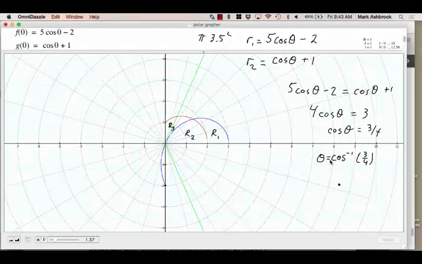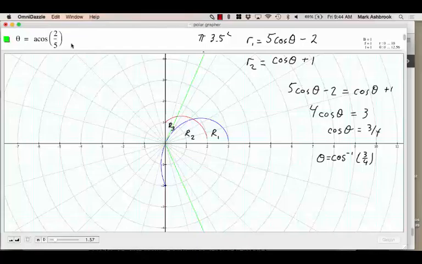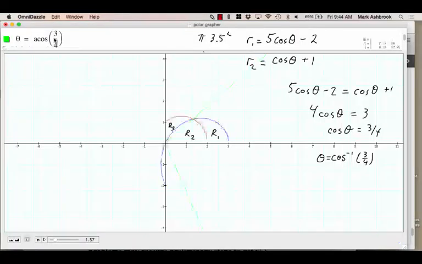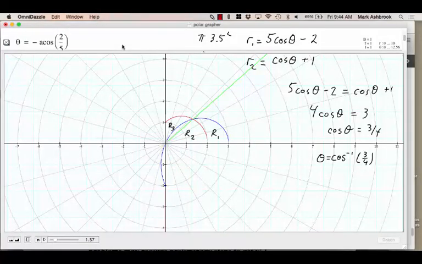3/4. So let's change that green. We had our angle lines there. I don't know where I put it. There they are. So we want now the cosine inverse of 3/4 instead of 2/5. And that goes right through the intersection point. Turn this one off. Okay, so we got that angle. It's going right through the intersection point.